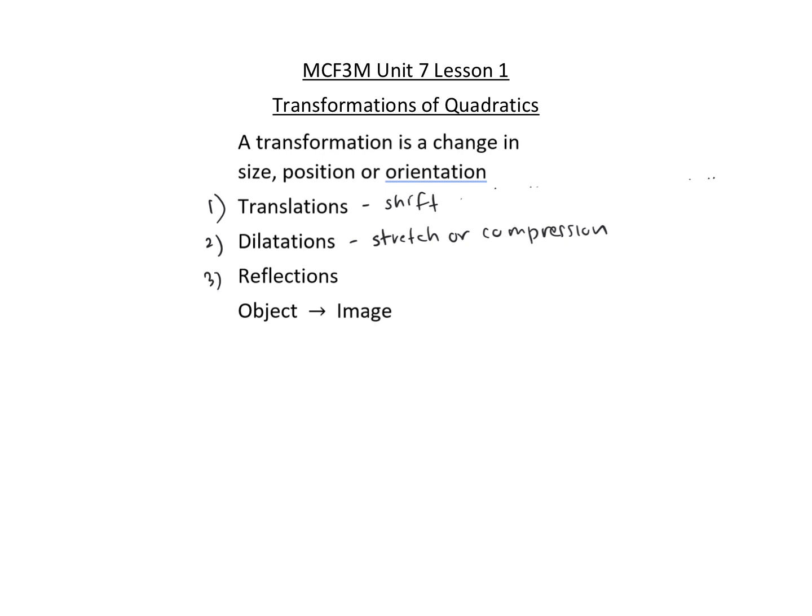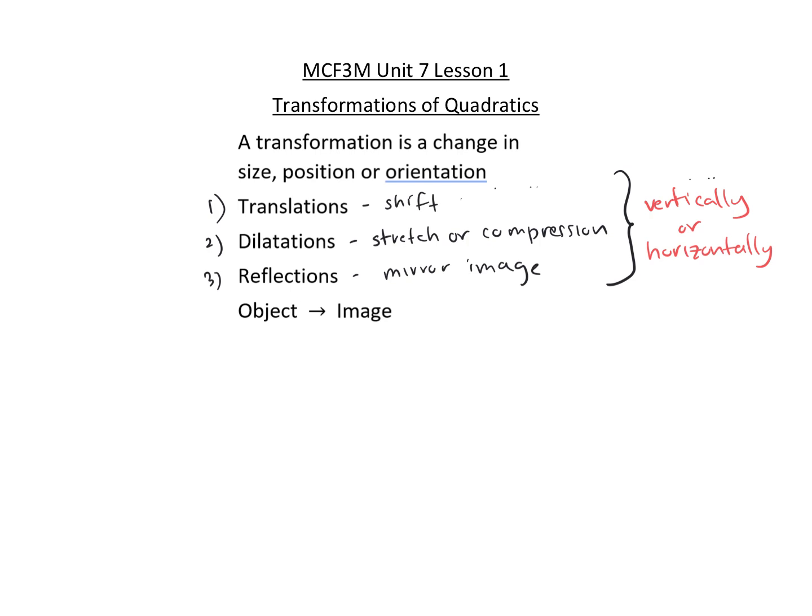And a reflection means that you're going to take the mirror image. So you're going to flip it over. And we can do all three, both vertically or horizontally. So that means we can shift it vertically, we can shift it horizontally, we can stretch or compress it vertically and horizontally, and then we can flip it over vertically or horizontally.